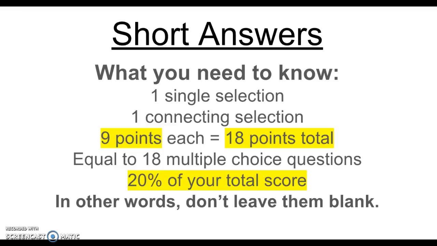Just so you know the breakdown of points, because this is really important. Each short answer is worth 9 points each. That equals 18 points total. To give you a comparison, that's equal to 18 multiple choice questions. So if you leave a short answer blank, you're basically skipping out on 9 multiple choice questions. If you leave them both blank, you basically skipped 18 multiple choice questions, which is a no-no.